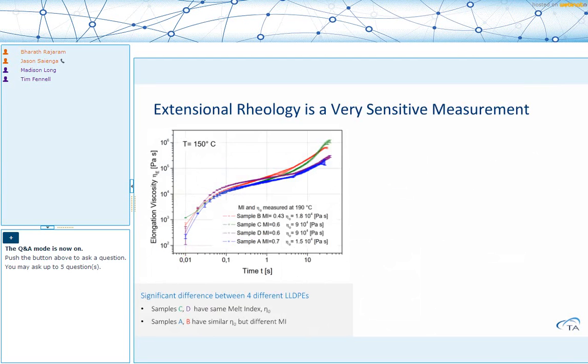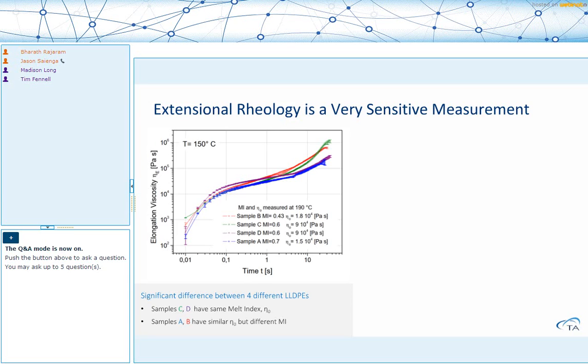In the first case, we look at 4 different grades of LLDPE. 2 of these have the same melt index. These are samples C and D, shown in green and purple. The melt index is the same. The zero shear viscosity determined through rotational testing is also the same. But if you look at the extensional viscosity profile, that is completely different between these 2 materials. So that tells you there is some subtle difference in the branching between these 2 polymers.